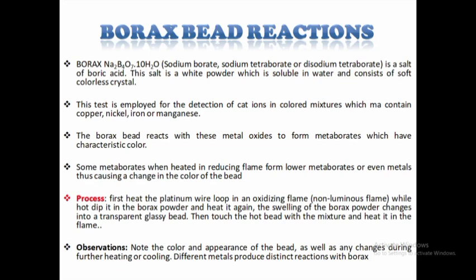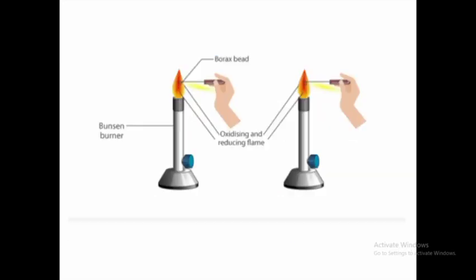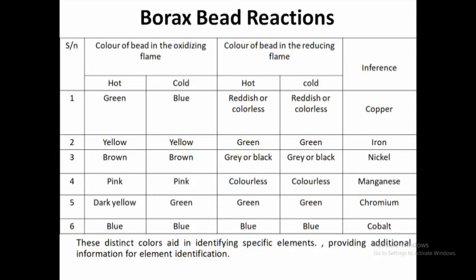Now, the borax bead reacts with these metal oxides to form metaborates, which have characteristic color. Some metaborates, when heated in reducing flame, form lower metaborates or even metals, thus causing a change in the color of the bead. I have uploaded a video on the borax bead test, how it's performed, and how the transparent glassy bead is formed from borax powder. Look at the video, and it's the same procedure for the phosphate bead test as well.